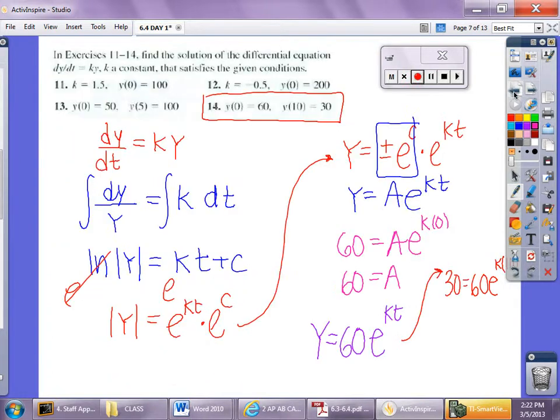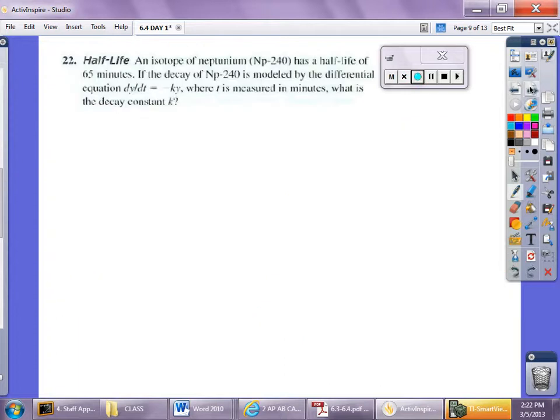Find the constant k. Alright, so I actually do this problem to kind of show you, number one, how to solve the differential equation, and secondly, how to solve for A and k given 2 points. If they don't give you the initial value, it does make the problem slightly harder, but you end up solving a system of equations.